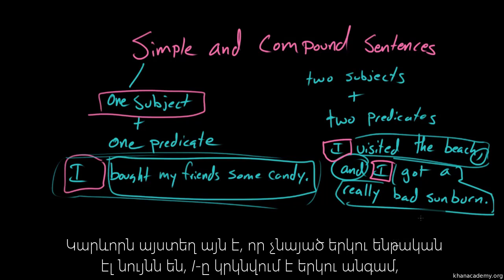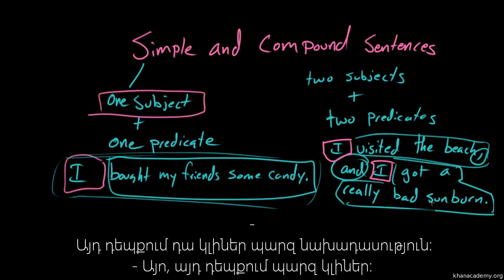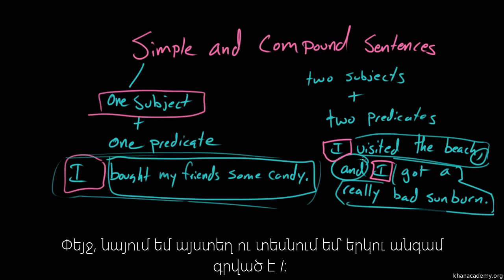Correct. What's important is, even if it's the same subject, if it's I both times, if it were like I visited the beach and got a really bad sunburn, then it would be a simple sentence. So, Paige, I'm looking at this and I see I twice.